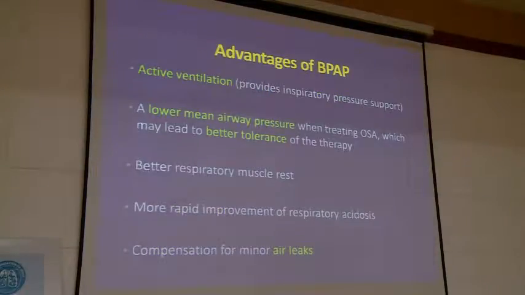BiPAP has a number of advantages, in that it provides active ventilation because we are actually providing inspiratory pressure support. Also, it's better tolerated because the pressure gradient is less. There's better respiratory muscle rest, more rapid improvement of respiratory acidosis, and it also compensates for minor air leaks.